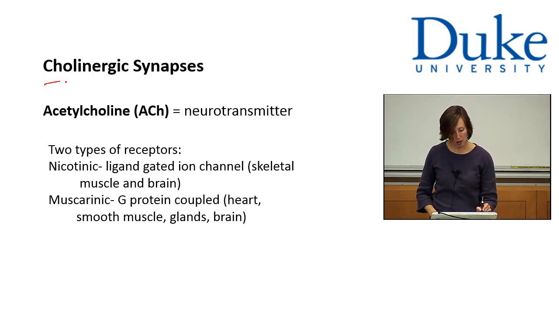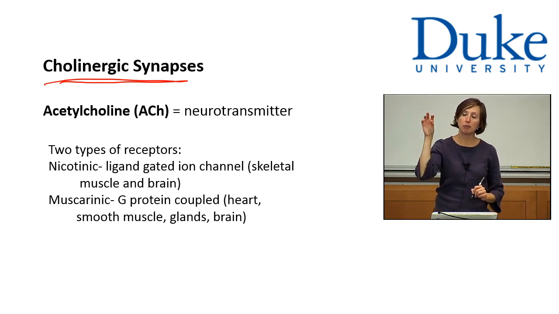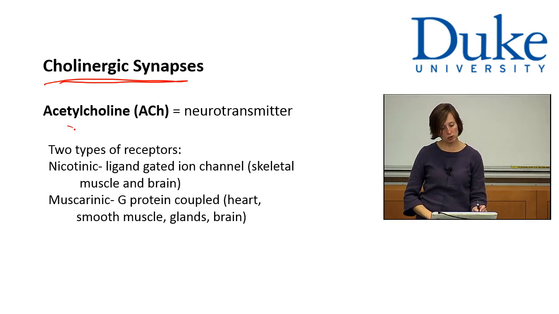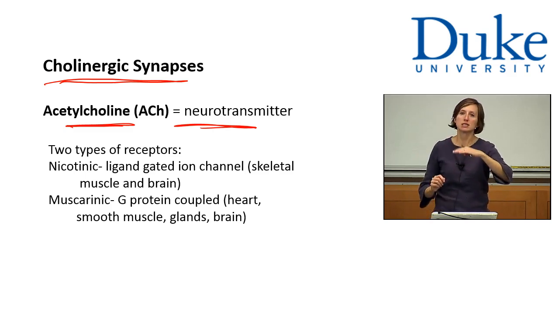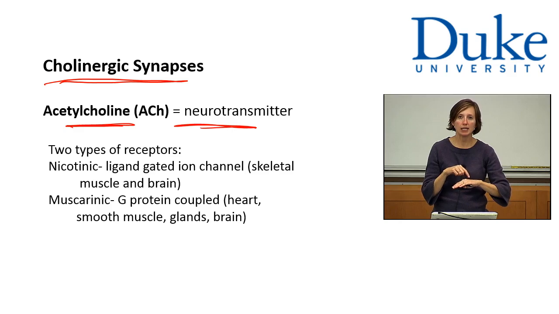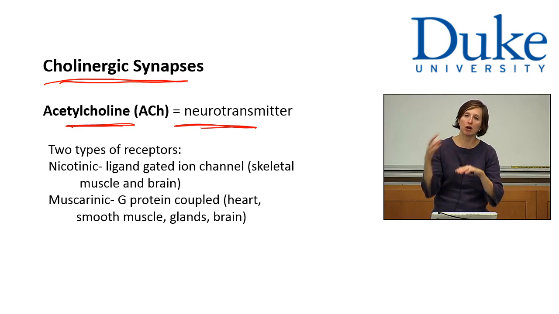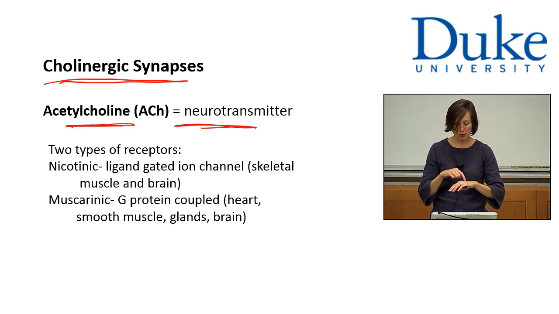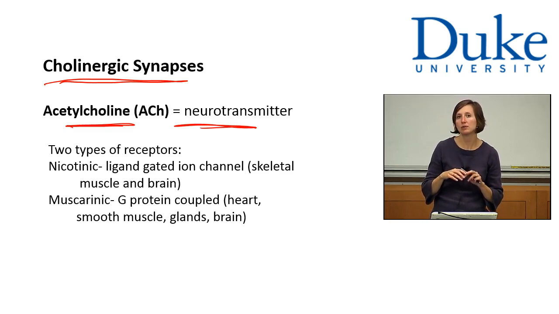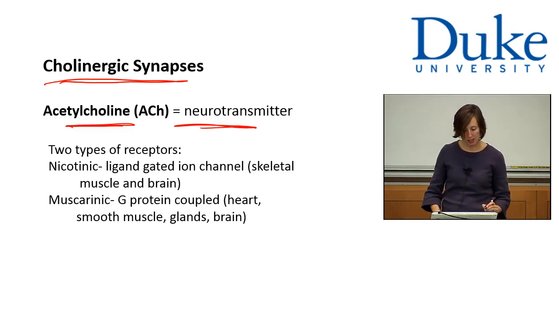So one type are cholinergic synapses, named because in those synapses the presynaptic cell is releasing acetylcholine as a neurotransmitter. On the postsynaptic cell, there are 2 types of receptors that can be present. One are nicotinic ligand-gated ion channels. There are nicotinic acetylcholine receptors, which are ligand-gated sodium channels. And nicotinic receptors are found on skeletal muscle and in the brain, as some examples.